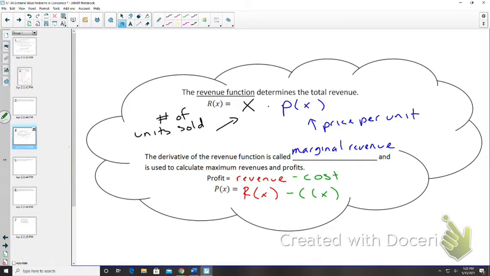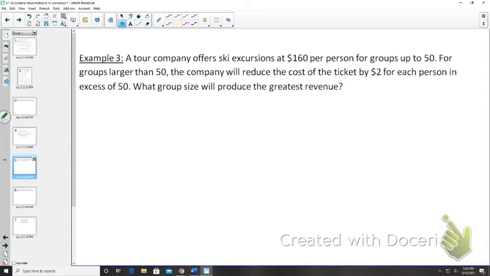Okay, so let's get into a revenue problem here. This one is just revenue, and the last one we're going to look at is exploring the profit function. Example 3. A tour company offers ski excursions at $160 per person for groups up to 50. For groups larger than 50, the company will reduce the cost of the ticket by $2 per person for each person in excess of 50. What group size will produce the greatest revenue?